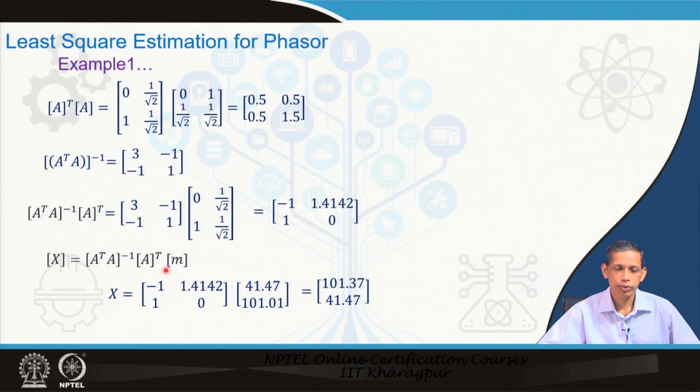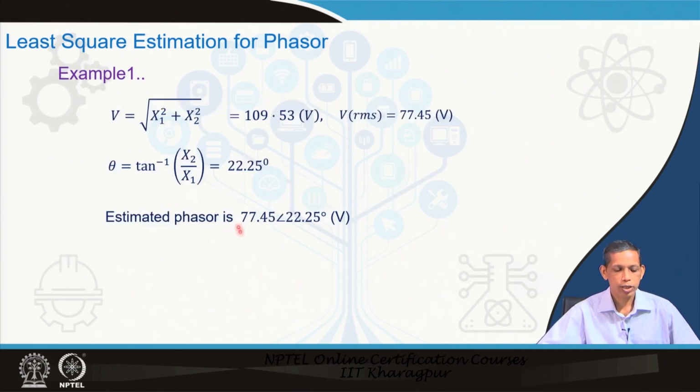But this is to make a practice of how to do the pseudo inverse computation. So, if you multiply this, then x becomes equal to the first element x1 101.37 and the second element x2 41.47. Then, as per what we have already formulated, the peak value V becomes square root of x1 square plus x2 square, that becomes 109.53 after substituting, and the corresponding RMS value, divided by root 2, becomes 77.45.